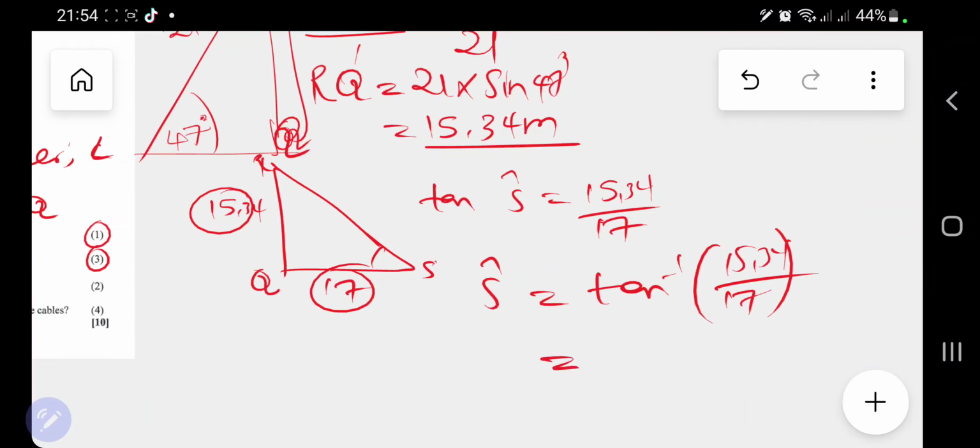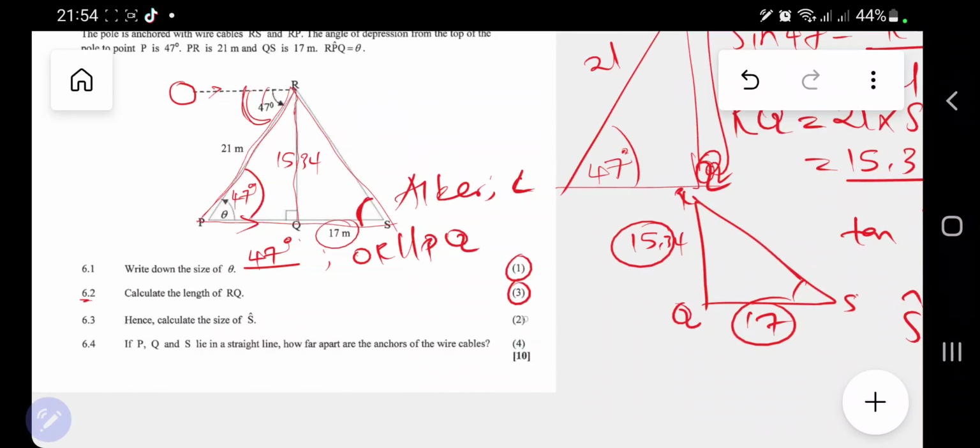So we're going to have shift tan and 15.34 over 17, and then we get 42.06. 42.06 degrees is going to be the angle S there. Thank you. Then we got the 2 marks there as well. The 2 marks is going home with us.